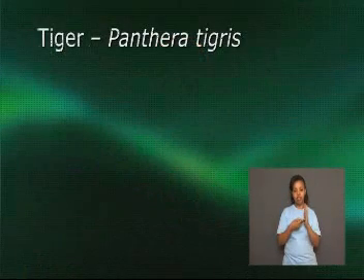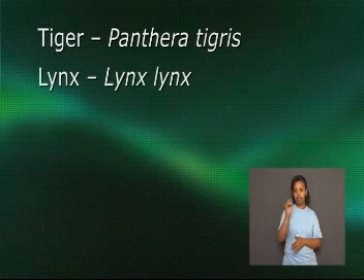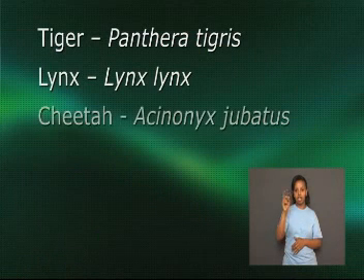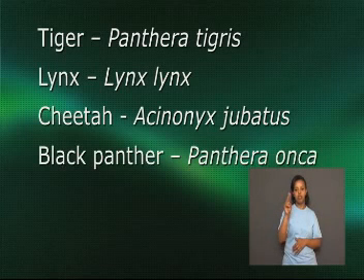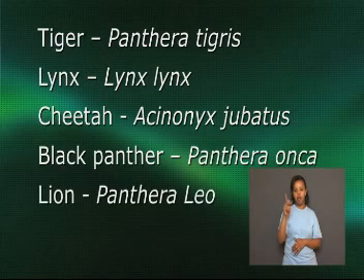Great work. We will now go over the scientific names of all the cats we classified today. Please make sure to write down the following names in your notebooks. The scientific names for all the cats are Panthera tigris, Lynx lynx, Acinonyx jubatus, Panthera onca, and Panthera leo.